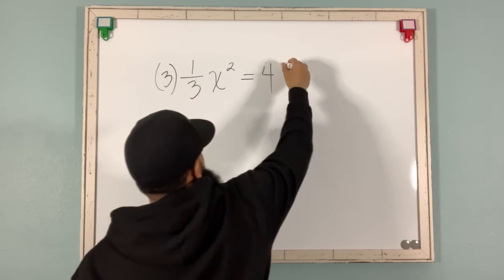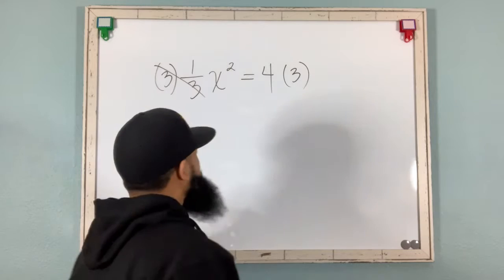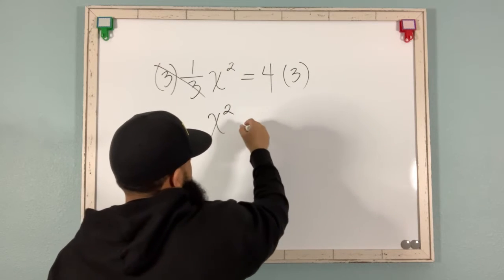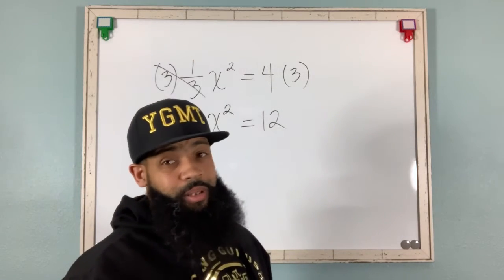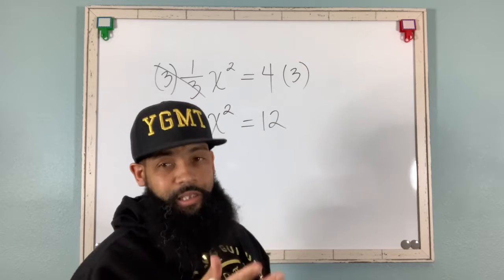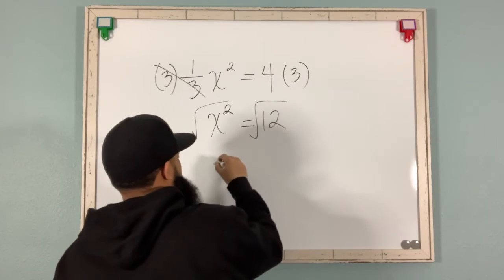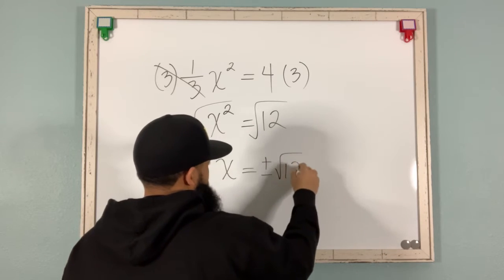Boom, right there and right there. These cancel. Remember, 3 times 1/3 is equal to 1. And 1 times x squared is just x squared. So boom, I'm left with x squared equals 12. Same thing. In order to get rid of that exponent, I need to take the square root. So take the square root there, take the square root there. x equals plus or minus the square root of 12.